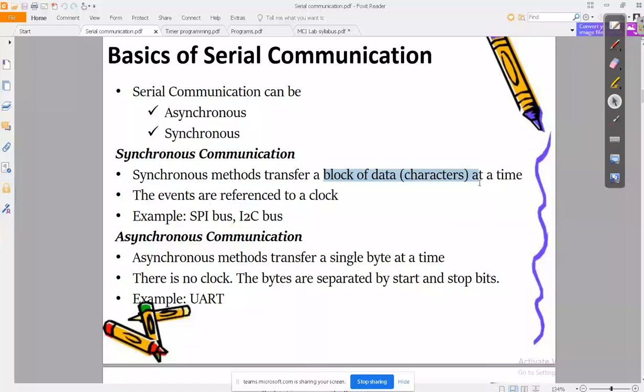And what is asynchronous communication? It transfers a single byte at a time. Only one byte we are sending. That is asynchronous communication.